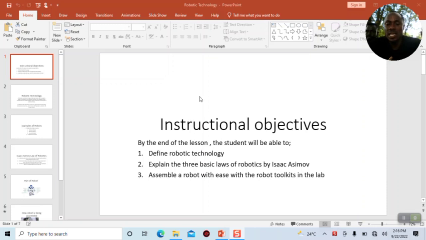By the end of the lesson, we'll be able to define robotic technology. We'll be able to explain the three basic laws of robotics by Isaac Asimov. And also, we'll be able to assemble the robots with ease with the robot toolkits in the lab.